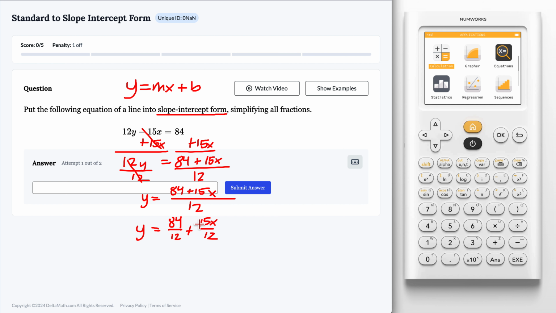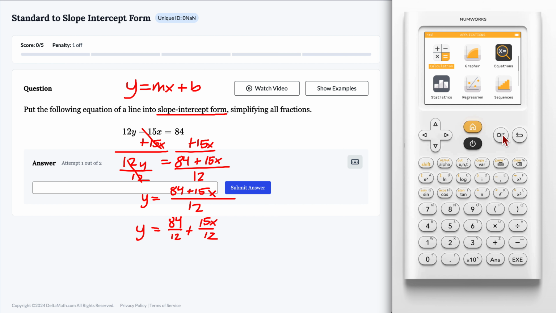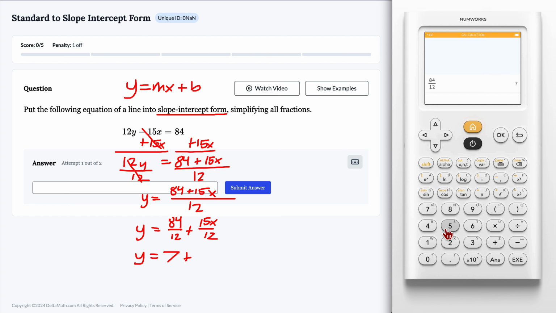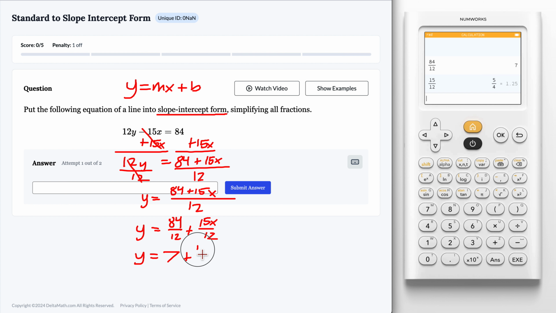Now we can simplify these fractions. Well, let's come to our calculator, and we can see we've already done that, right? I typed in 84 divided by 12 equals 7. So let's do that real quick. 84 divided by 12 equals 7. So this is going to be y equals 7 plus, and here I got the fraction of 15 twelfths. So I'll type in 15 divided by 12. I get 5/4. So this is going to be 5/4 x. The x here I just bring out to the side.